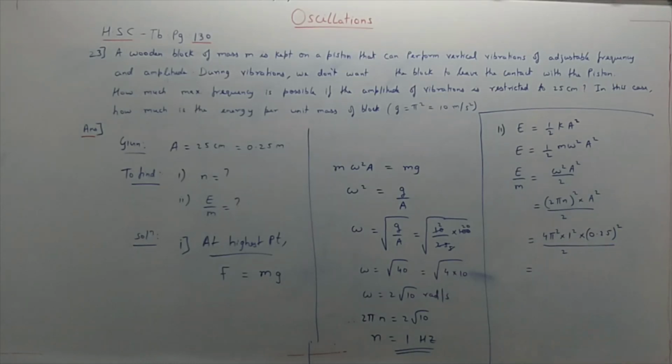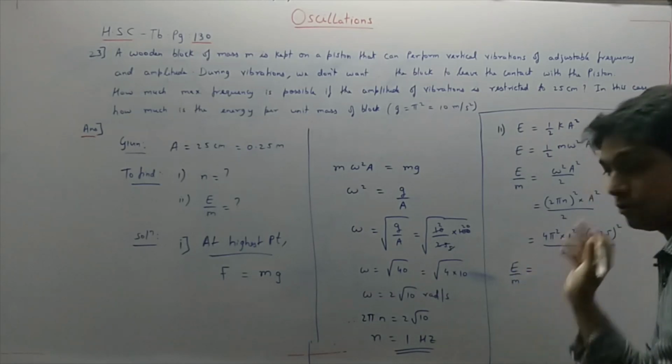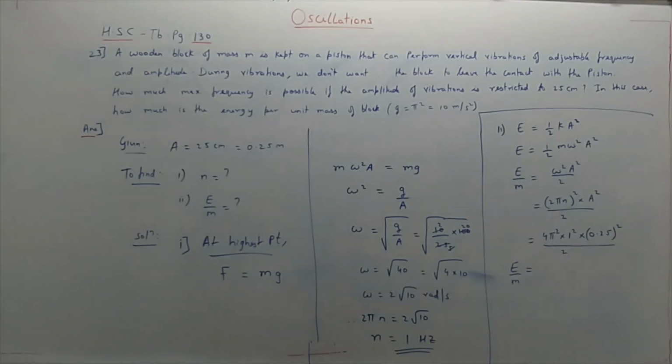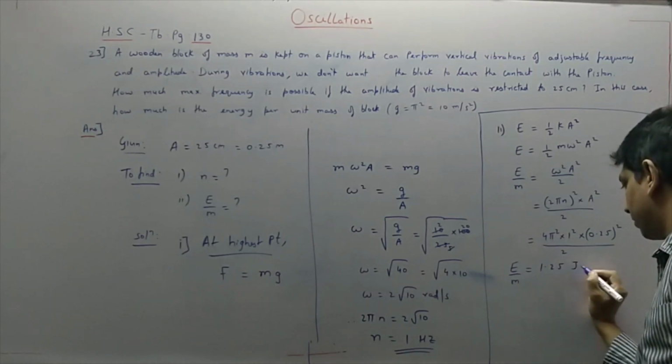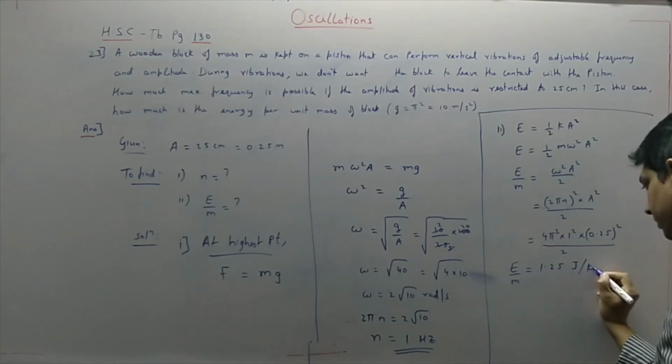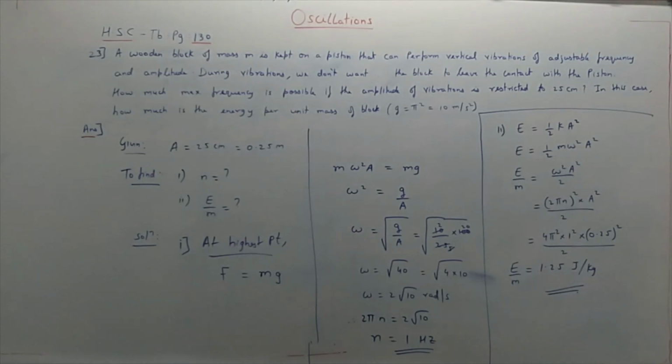If you solve this, you will get 1.25 joules per kg. So the answer is, the energy per unit mass of the block is 1.25 joules per kg.